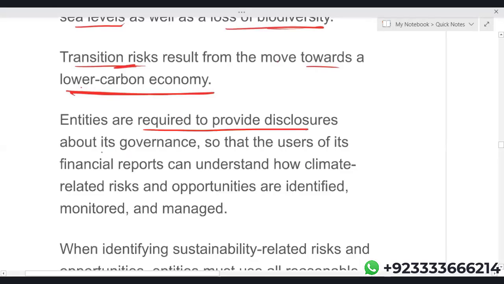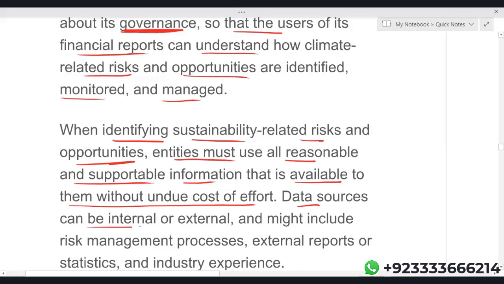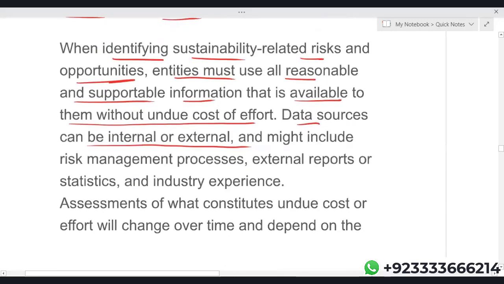Entities are required to provide disclosure about their governance, how you are monitoring, so that users of financial reports can understand how climate-related risks and opportunities are identified, monitored, and managed. When identifying sustainability-related risks and opportunities, entities must use all reasonable and supportable information that is available to them without undue cost or effort. Data sources can be internal, external, and might include risk management processes, external reports, statistics, and industry experience.